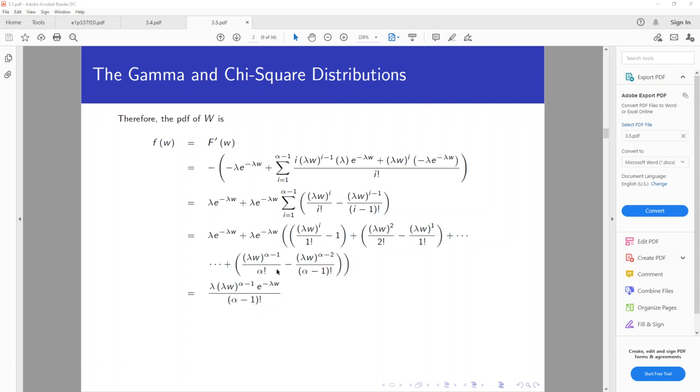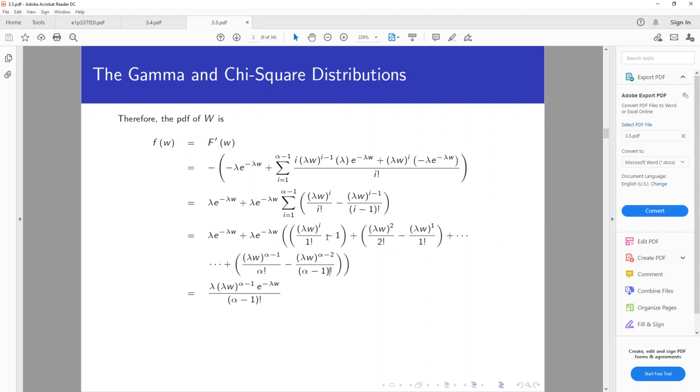Except that that's not an alpha factorial. That should be an alpha minus 1 factorial because we only went to alpha minus 1, and this should be an alpha minus 2. So I apologize for the typo there. So this one should be alpha minus 1 factorial. This should be a 2 here. All right, so then when we simplify, this is what we get.